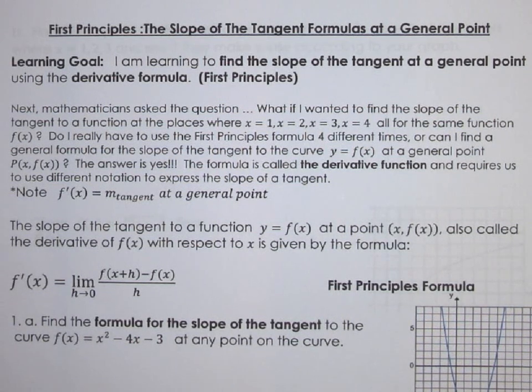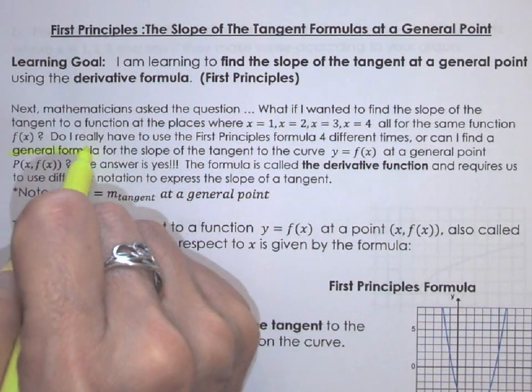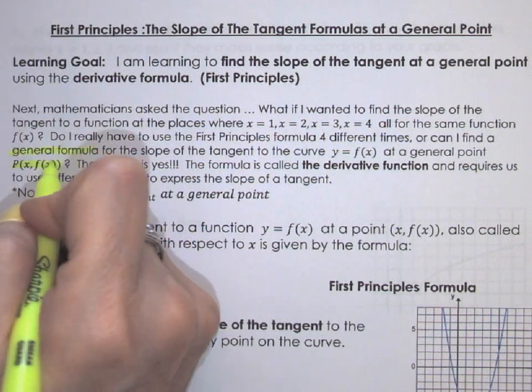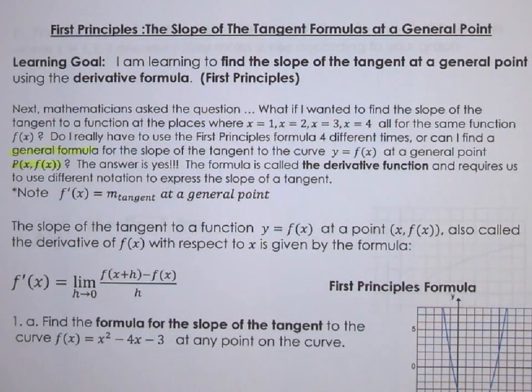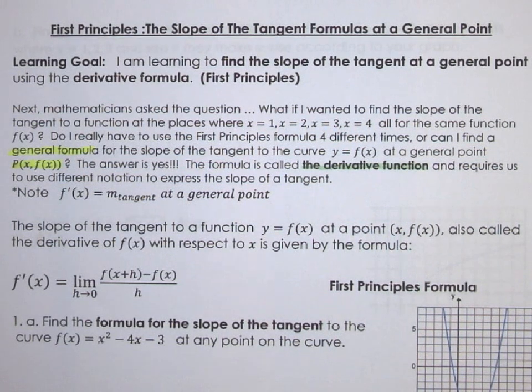Would you have to use that first principles formula from yesterday every single time? Or can you find a general formula for the slope of the tangent of a particular curve at a general point, x, f at x, and then use it to find the slope of the tangent anywhere on a curve? And the answer is yes, we can do that. The formula is called the derivative function, and requires us to use different notation to express the slope of the tangent.